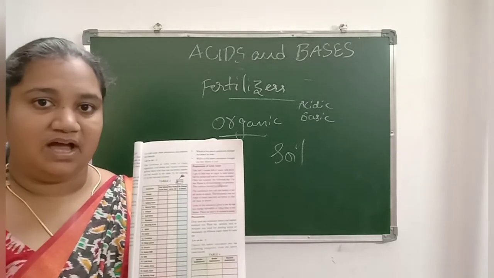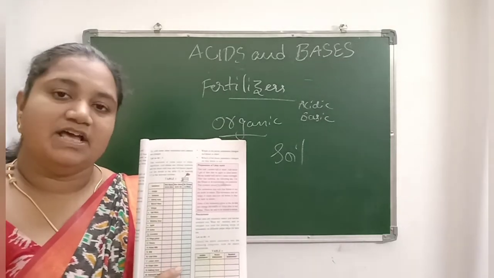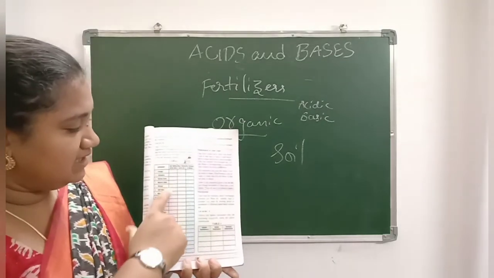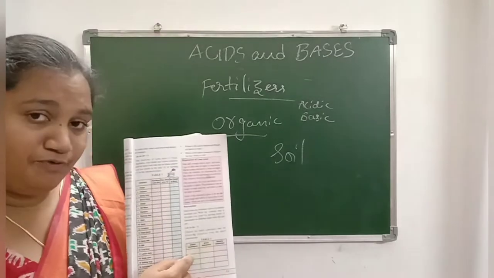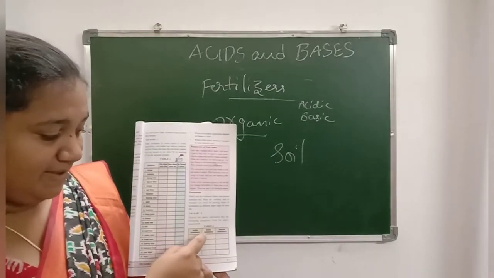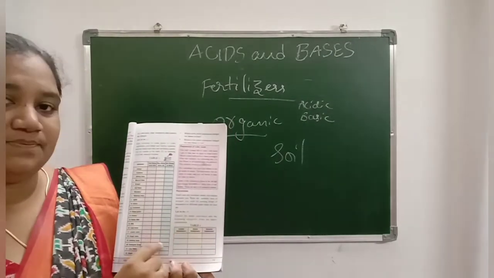Just follow it, children. I have checked it out, and that link will be given in my description. It will be shared. Just check it out, children. So in this litmus paper experiment, you have to find acidic substances, basic substances and neutral substances.